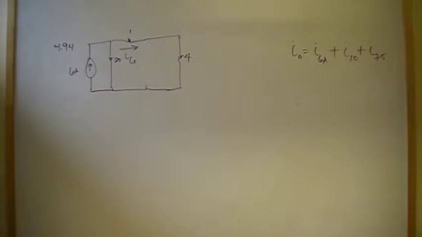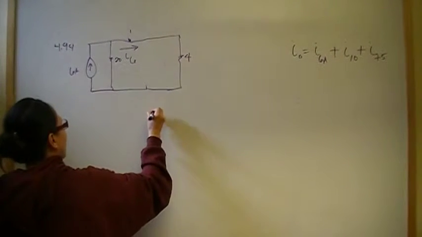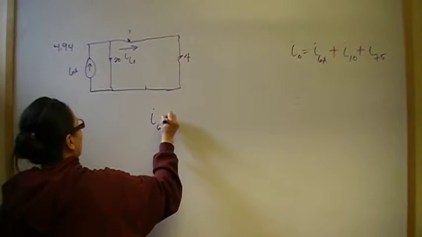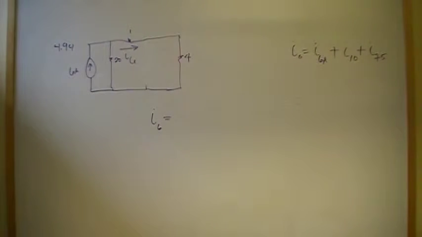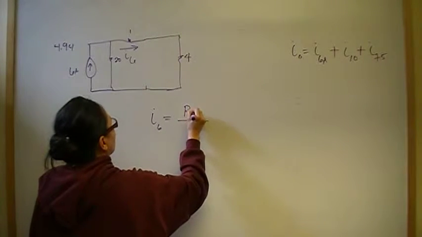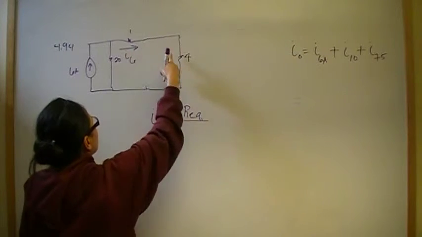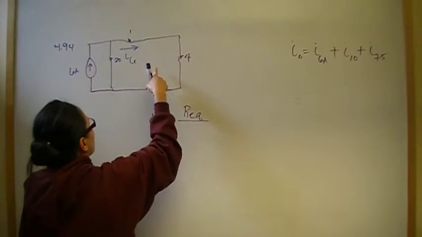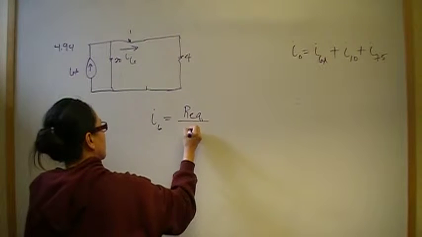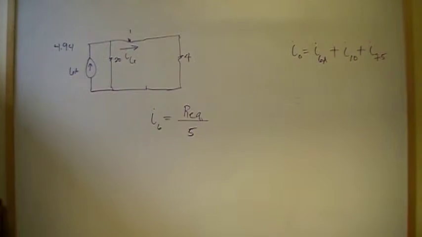So now we have a current divider circuit. We're going to use current division to find I6. Current division says that the current is going to split like this: some Req over the branch that you're interested in. In this case, I'm interested in this branch here, and it has a value of 5 ohms, so 5, right? So that's what I'm looking for.